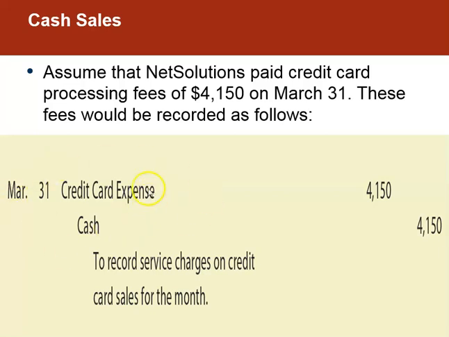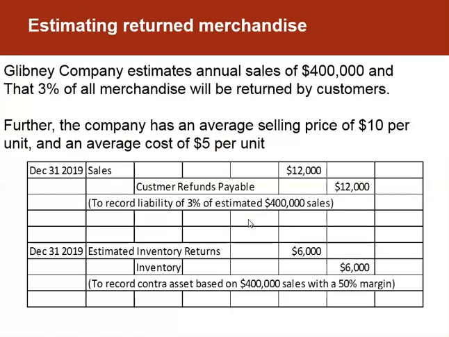So here's a journal entry for that. We've got credit card expense. Remember, expenses are always a debit. They're taking our cash for the privilege of processing those credit transactions, so cash went down with a credit. Okay, so this just becomes a normal operating expense for the business. All right.